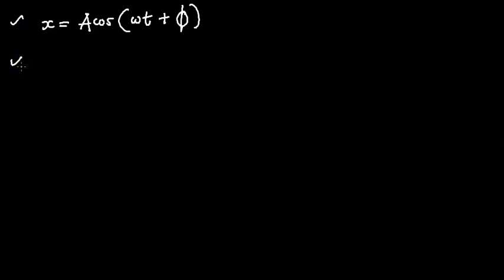Next thing we have on the list is the velocity equation. In simple harmonic motion, the velocity equation is denoted by v, which is simply going to be minus Aω sin(ωt + φ). It gives the velocity, denoted by v, of the object at any given time during simple harmonic motion. The negative sign indicates that velocity is in the opposite direction to the displacement.